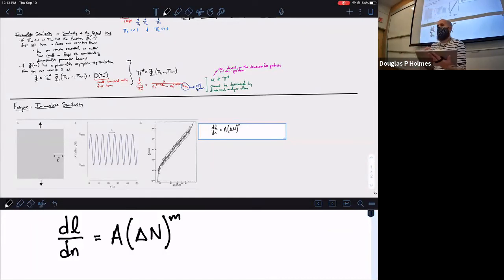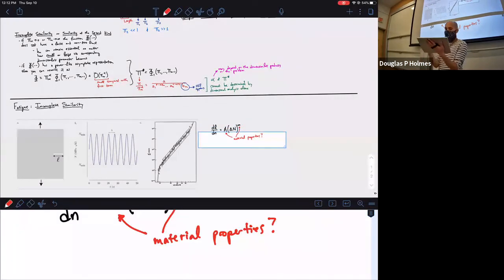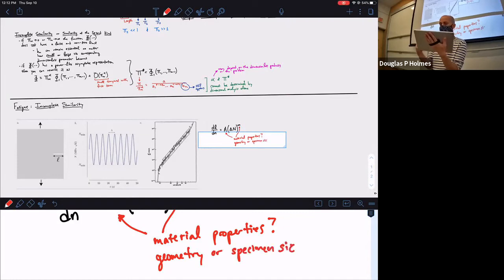And so this is just literally a curve fit, and so there's lots of questions you could ask, like, you know, what are A and M? Are these material properties? Are they something related to geometry or specimen size? And so let's hope that we can use dimensional analysis and these similarity principles to see if we can determine if A and M come from these material properties or the size of the specimen.